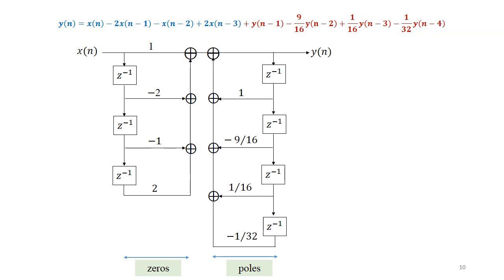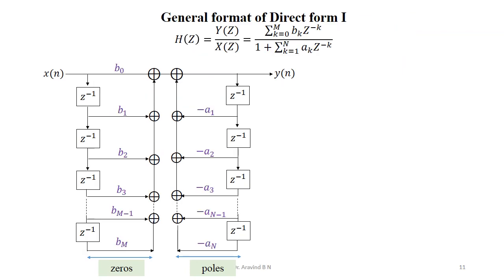So with respect to direct form, we have solved 3 different cases, from as simple as possible towards the variation, and the variation in terms of complexity as well as the understanding. Now let us have a general format with respect to direct form 1.